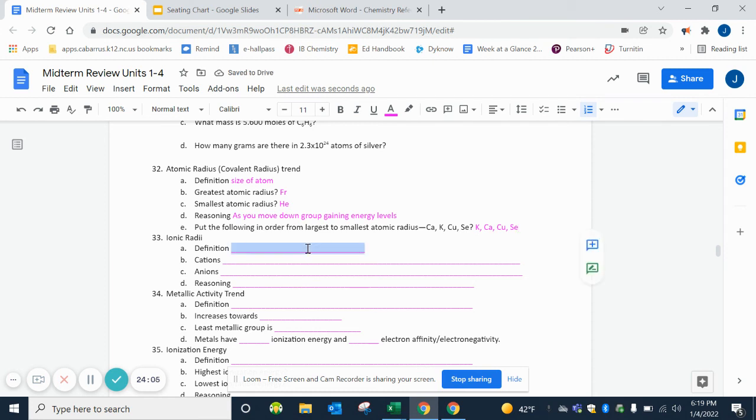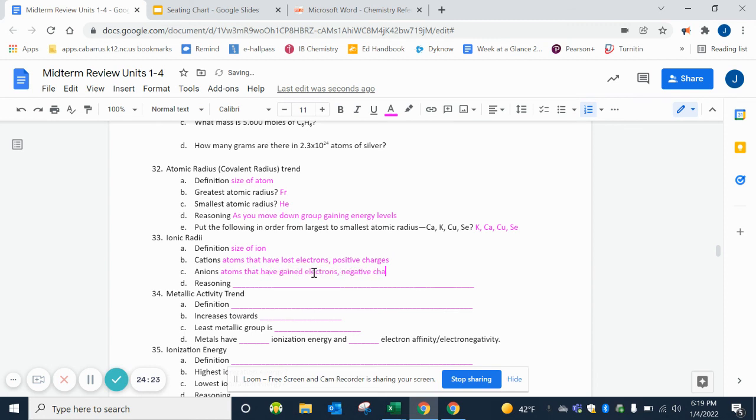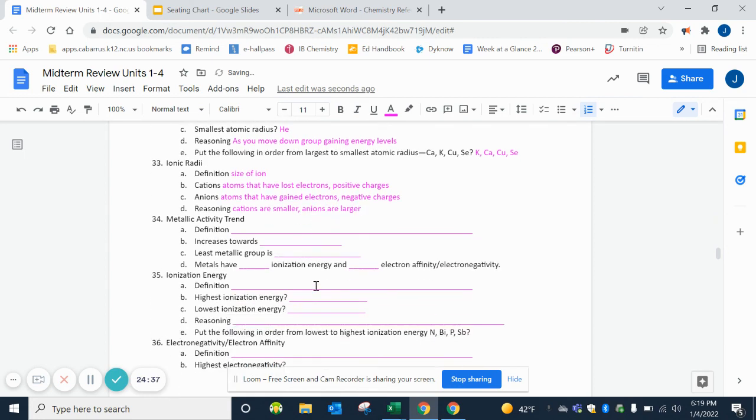Ionic radius is the size of the ion. Cations, remember, are atoms that have lost electrons. They form positive charges. Anions are atoms that have gained electrons. They have negative charges. Okay, cations are smaller because you've lost the electrons. Anions are larger because you've gained them.